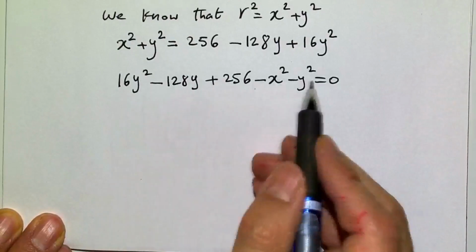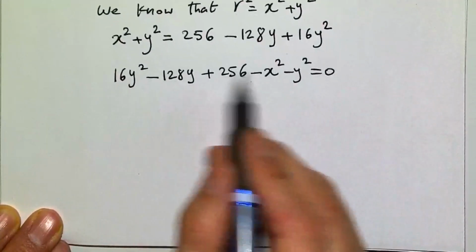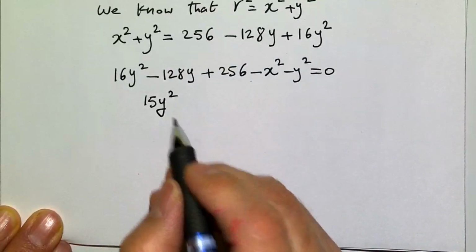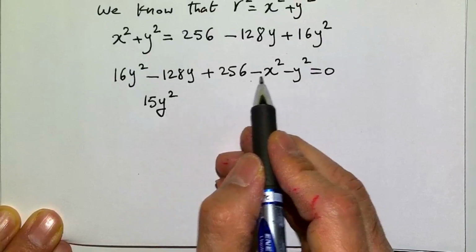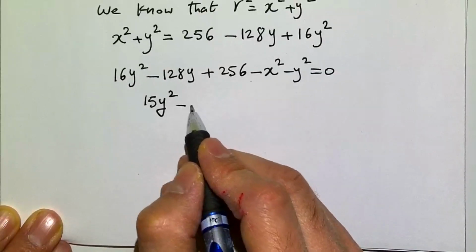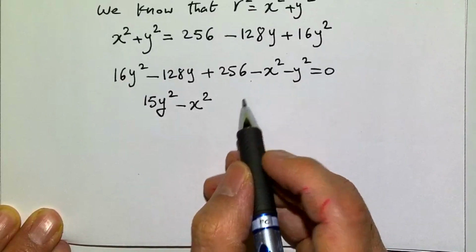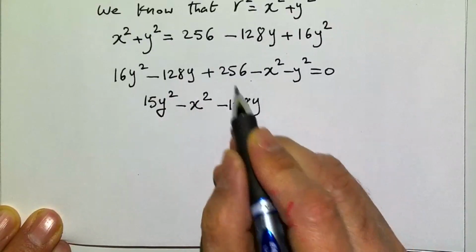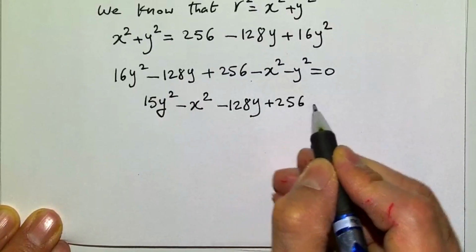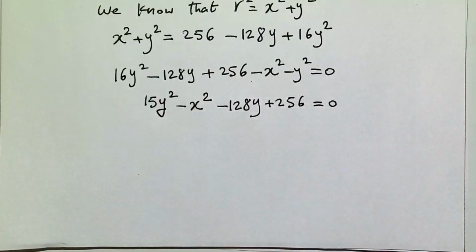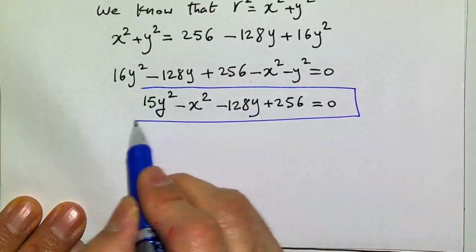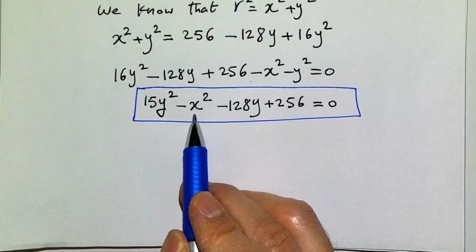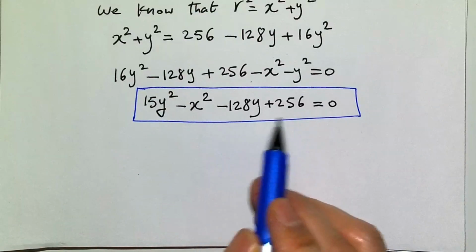So let's simplify this. 16y squared minus y squared, we get 15y squared, like that. And then we have another squared term here. Let's keep that here, minus x squared. And then we have minus 128y plus 256, and that is equal to 0. And I will double check this. So minus x squared, this is correct. Yeah, that should be correct.